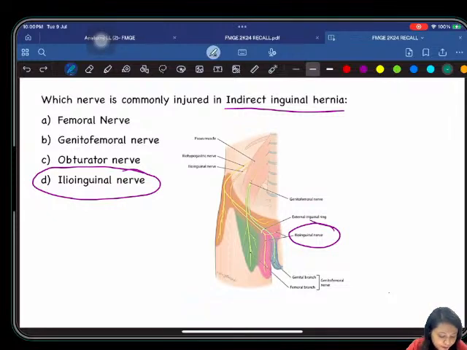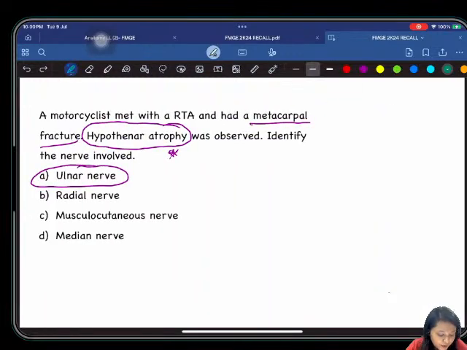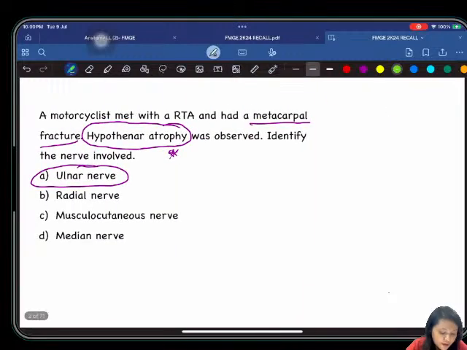Okay. And then the question came on hypothenar atrophy, and this is the cutaneous nerve involvement. You know that the hypothenar muscle is supplied by the ulnar nerve, the thenar muscle is supplied by the median, on the back side it is supplied by the radial, on the lateral 2.5 fingers, and the medial 1.5 fingers are again supplied by the ulnar nerve. So the answer here is that the hypothenar is supplied by the ulnar nerve. So the answer is the ulnar nerve.